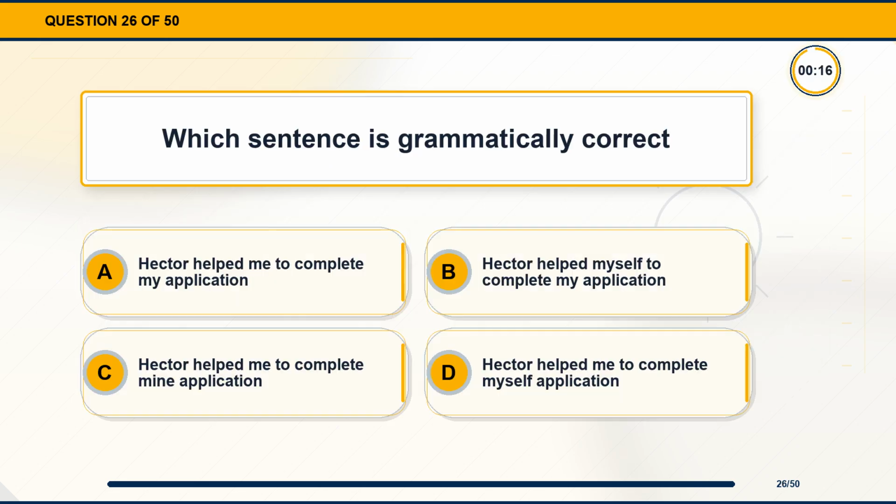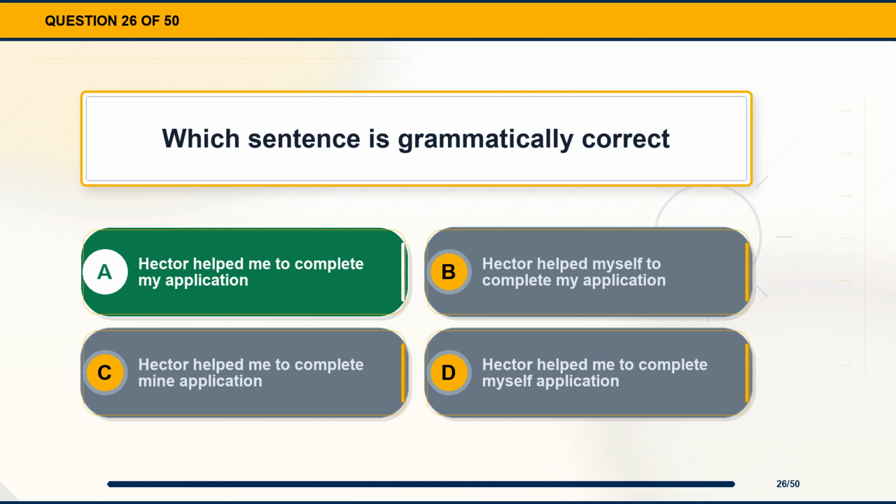Question 26. Which sentence is grammatically correct? Option A, Hector helped me to complete my application. Option B, Hector helped myself to complete my application. Option C, Hector helped me to complete mine application. Option D, Hector helped me to complete my self-application.